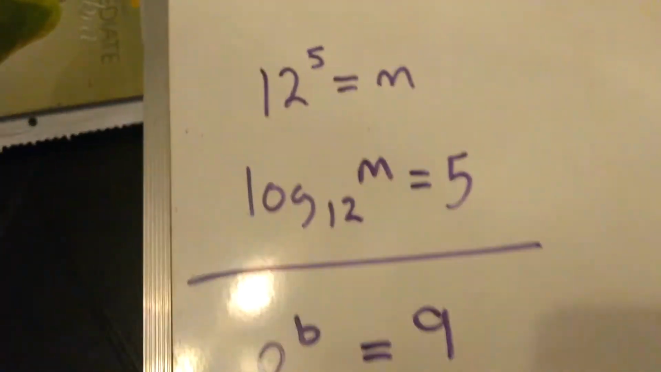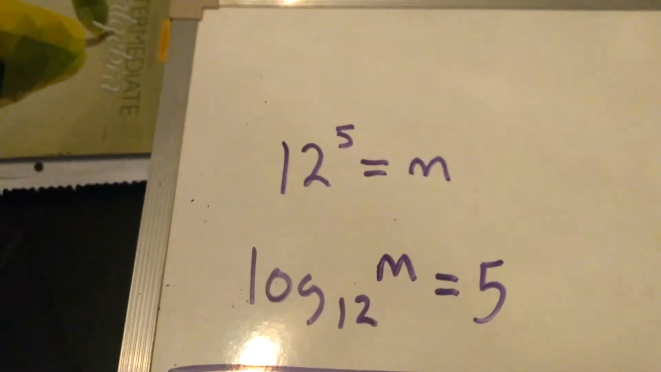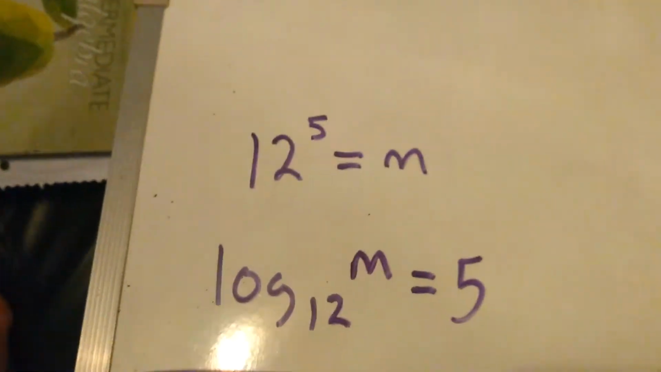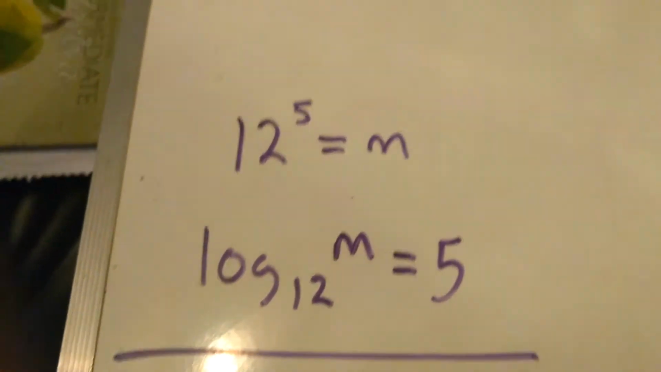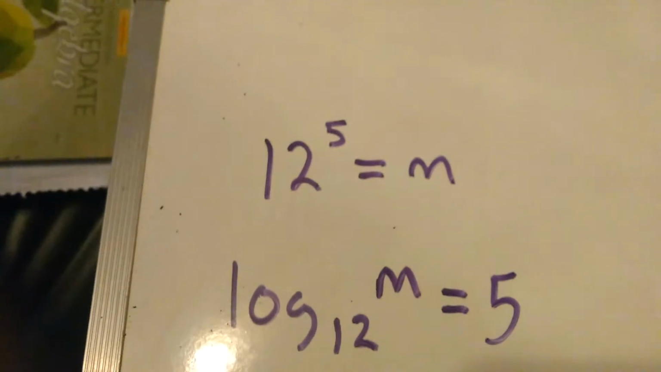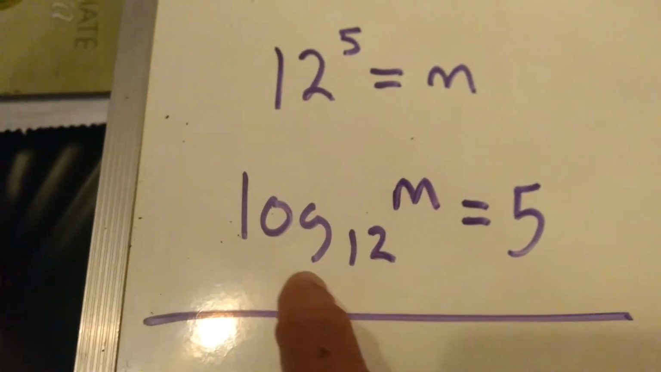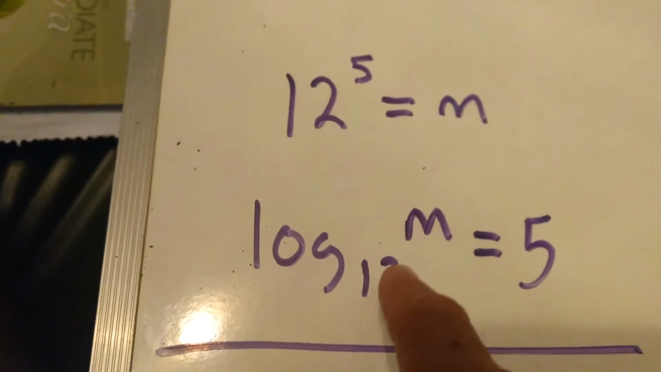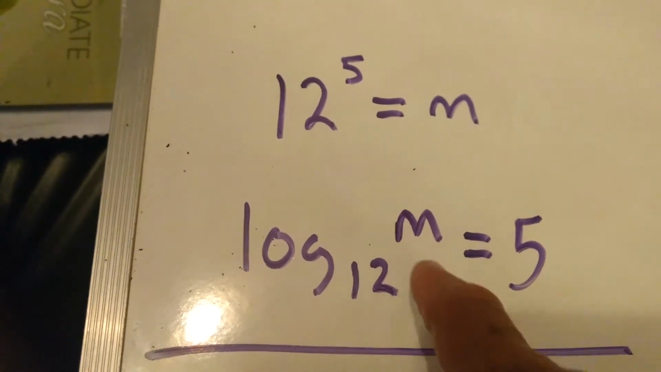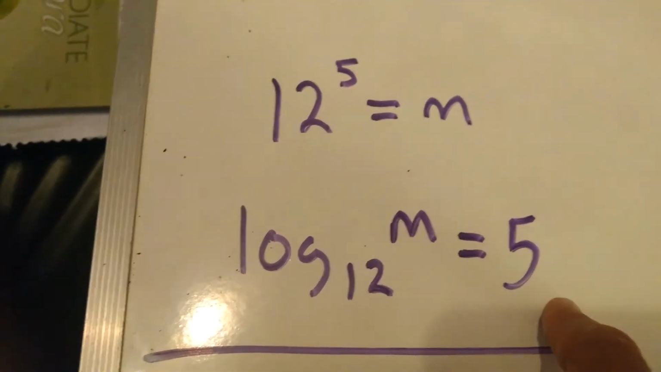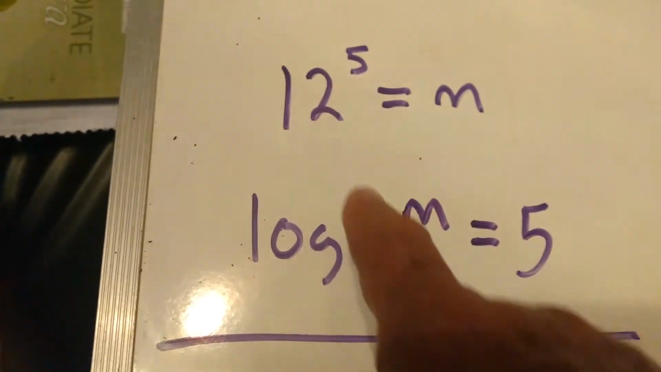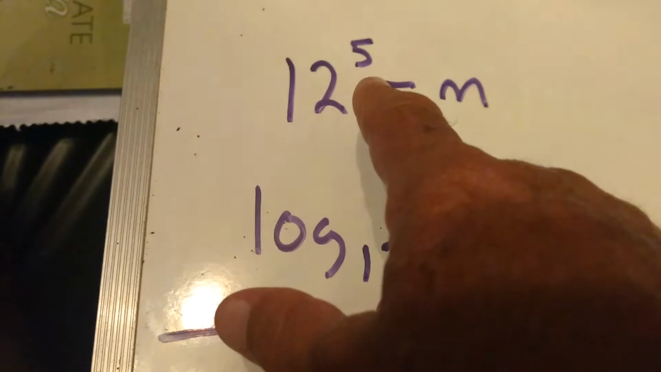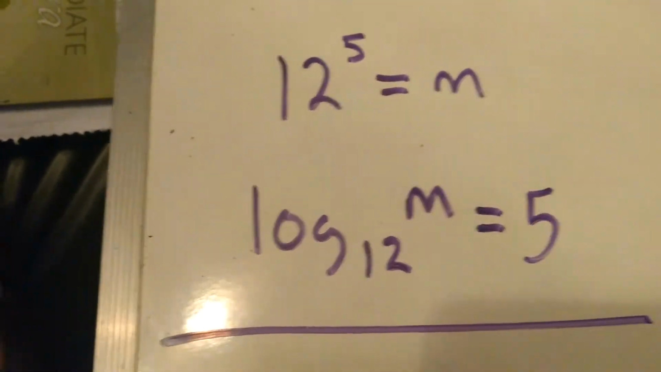So what happens here is we have a problem 12 to the 5th power equals m. That's an exponential form. If we want to change exponential form into logarithmic form, we put log of whatever base it is. In this case, the base is 12. The value, and then it's always equal to the exponent. So the 12 comes down here where the base is, the value comes here, the exponent comes here.